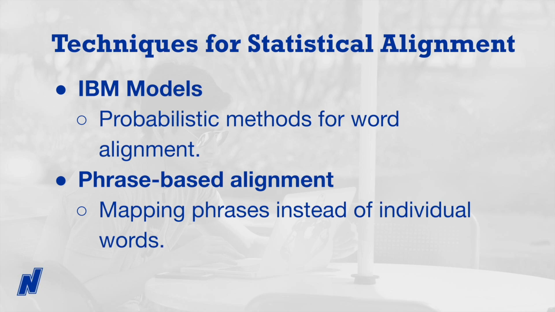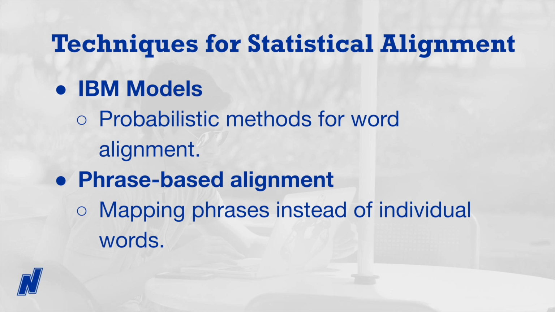Statistical alignment techniques include IBM models, which use probabilistic methods to align words, and the phrase-based alignment, which focuses on translating entire phrases. IBM Model 1 calculates probabilities of word alignments based on frequency in a corpus, while phrase-based approaches improve fluency by grouping words into logical units. For example, translating "play the piano" as a phrase produces better results than translating each word individually. These techniques are not just limited to translation, but also support multilingual NLP tasks, such as cross-lingual sentiment analysis.